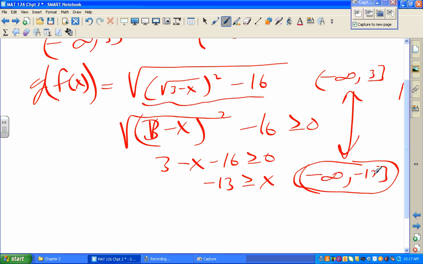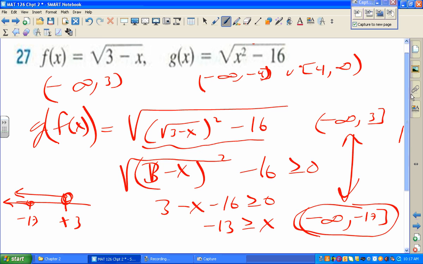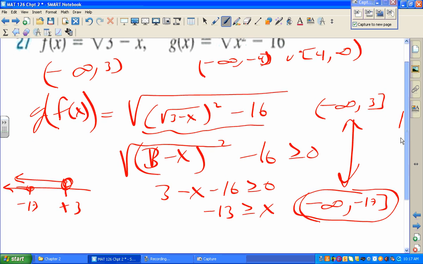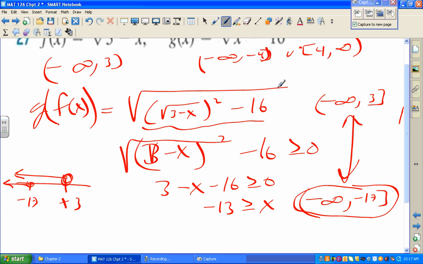So in this case, the first one said it had to be this way of 3, then this one had to go from negative 13 and that way. So what they have in common is just the negative infinity to negative 13. Oh, it's easier because they squared it first. That's why. They squared the square root. Technically, that's an absolute value, so we should have more solutions, but I think for a domain, it's going to be fine.